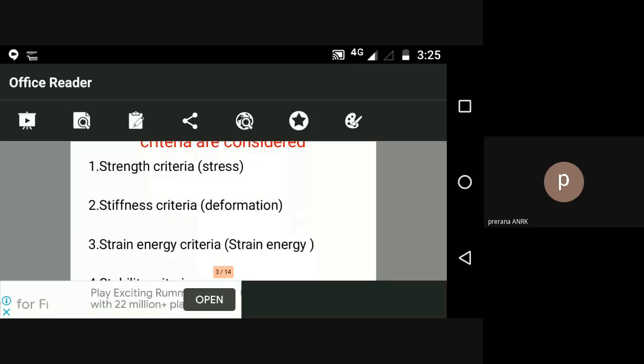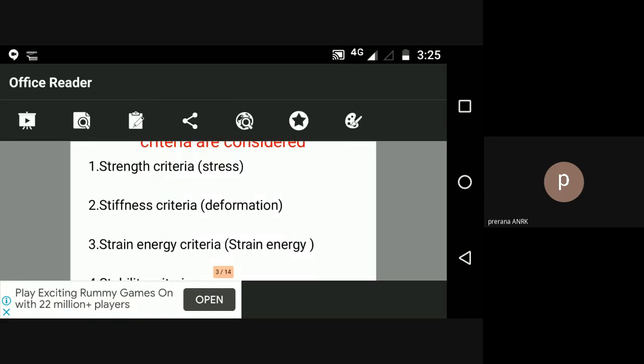How to find out the deformation due to the external load? That depends upon the member. If it is a bar, we use one formula. If it is a beam, we use another formula. If it is a shaft, we use another formula. That's why, as I said previously, first we identify the member, whether it is a bar or beam or shaft. That criteria is called the stiffness criteria.